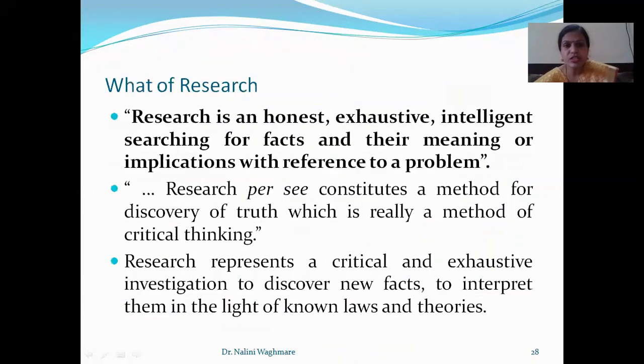Then, research is an honest, exhaustive, intelligent searching for facts and their meaning or implication with reference to a problem. Research per se constitutes a method for the discovery of truth, which is really a method of critical thinking. Research represents a critical and exhaustive investigation to discover new facts and interpret them in the light of known facts and theories.